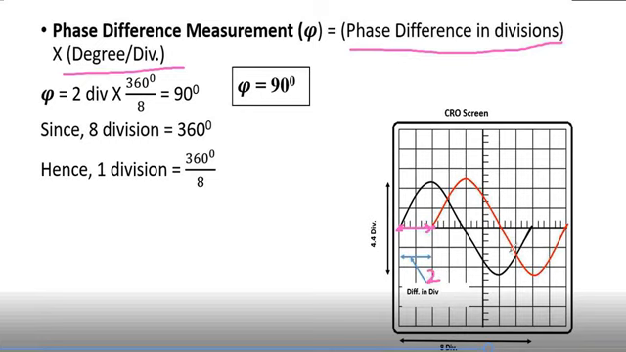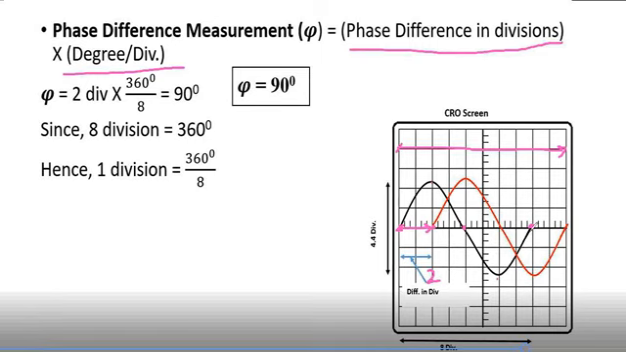Now, see, this is a complete cycle. We have to find out degree per division. Now, how to find out degree per division? See, there are two sine waves. If we have to count number of blocks for complete cycle and how much is degree for a cycle, see, this is 90 degree, 180, then 270 degree, and finally it is 360 degree. So the complete cycle is about 360 degree.